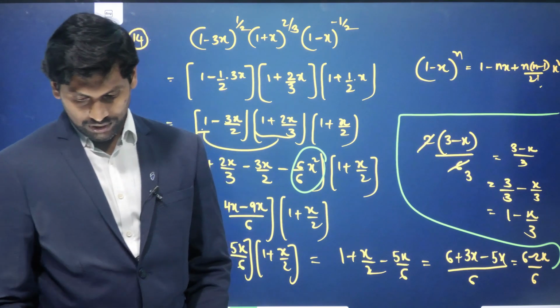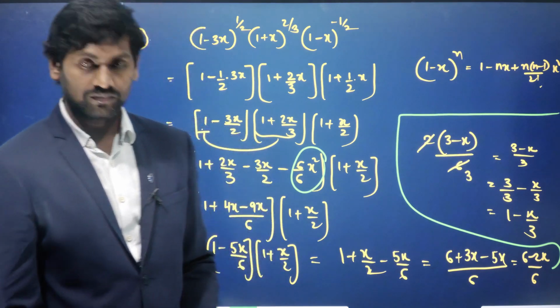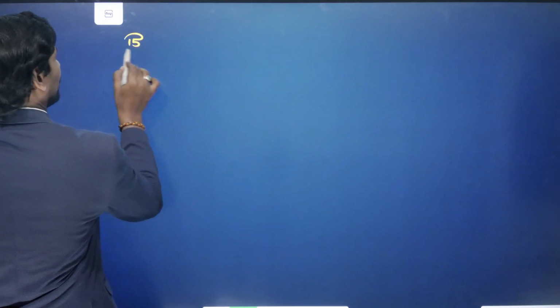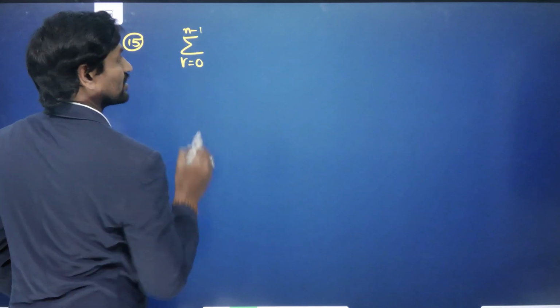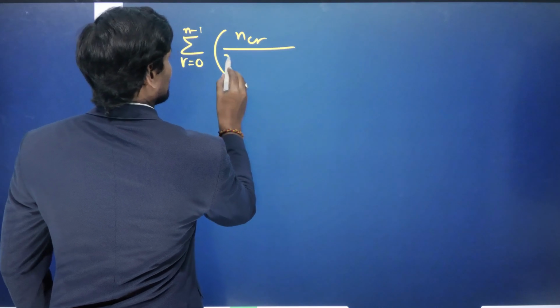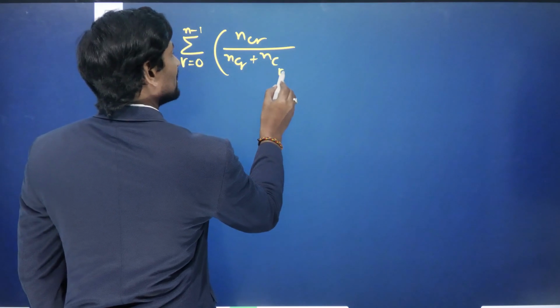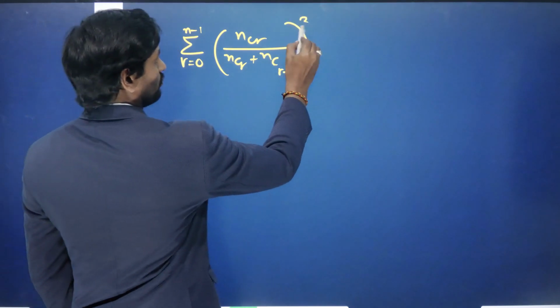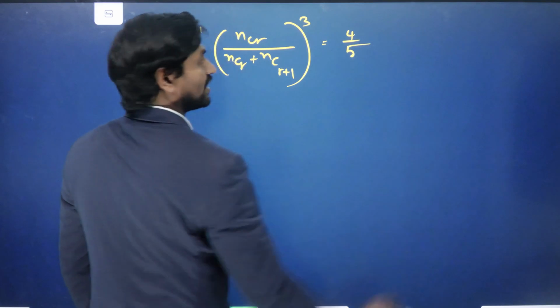Let us go to the problem number 15. Question number 15 is given that sigma r equals 0 to n minus 1, NCR by NCR plus 1 whole cube equals to 4 by 5. This entire value equals to 4 by 5 it seems.